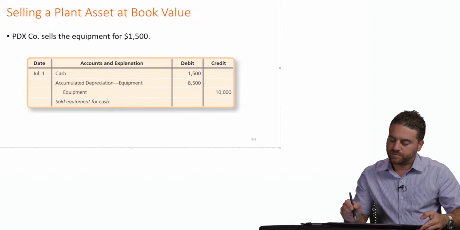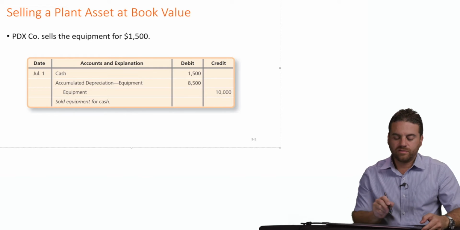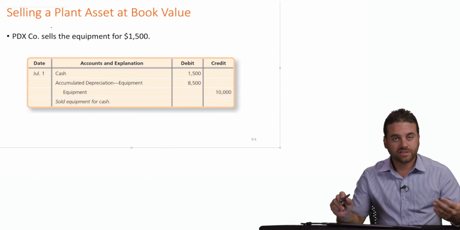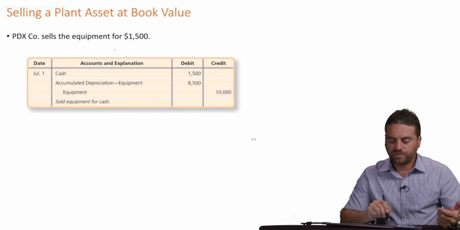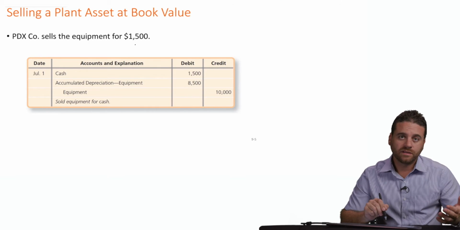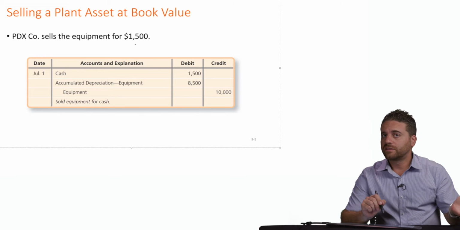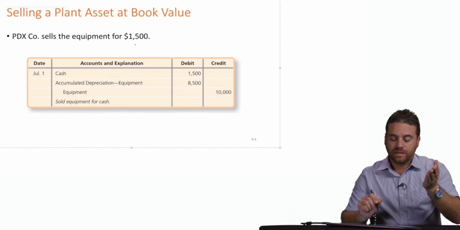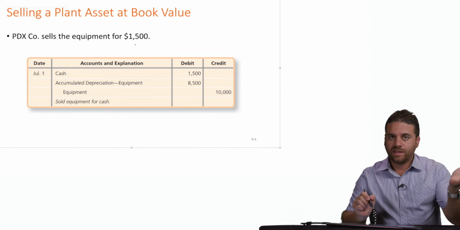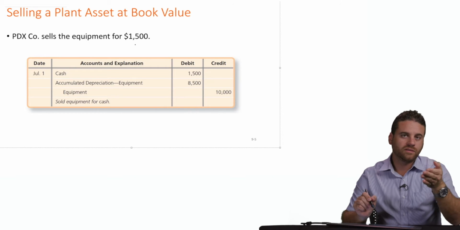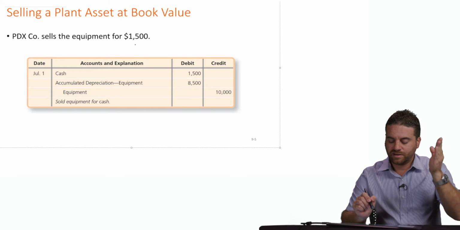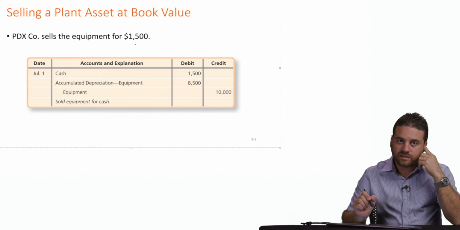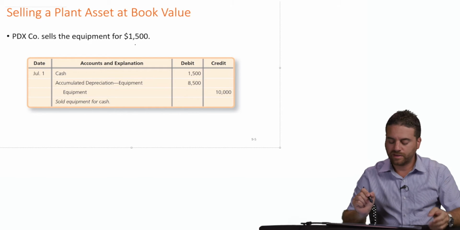Okay, one more example. So this time we're selling it, we're going to get cash now. So there will be cash in our journal entry. We sold it for $1,500. Well, the book value was $1,500 and we sold it for $1,500. Do we have any gain or loss? There's no gain, no loss, because we got exactly the amount of money that equals the value up to date, which is the book value.